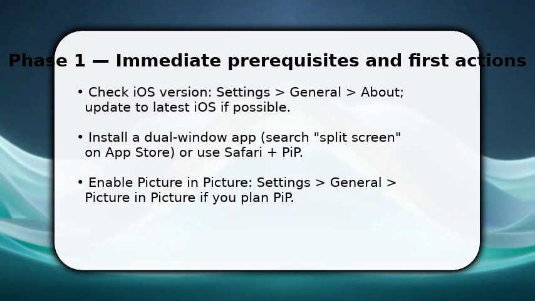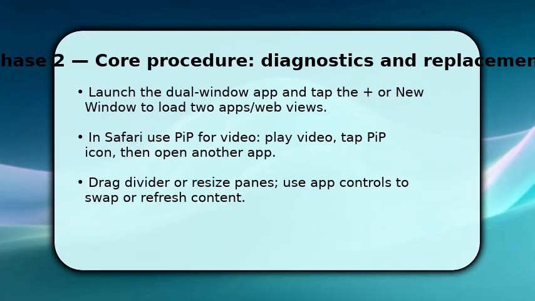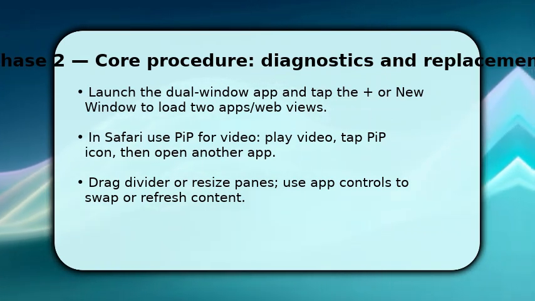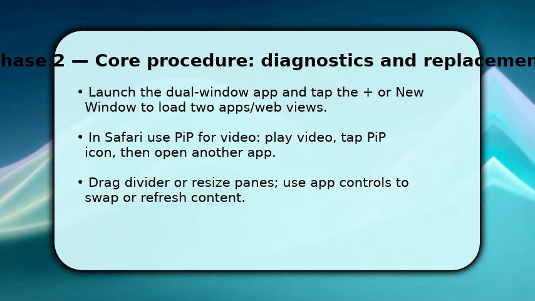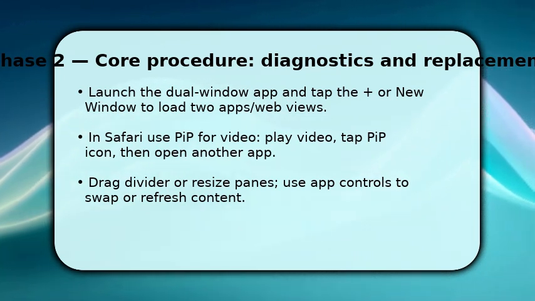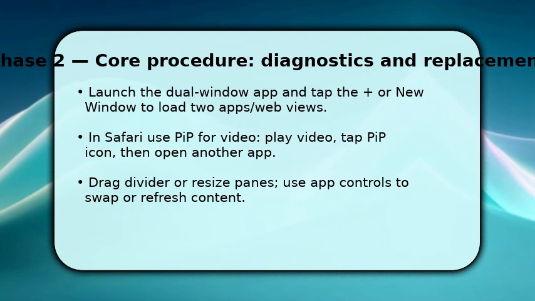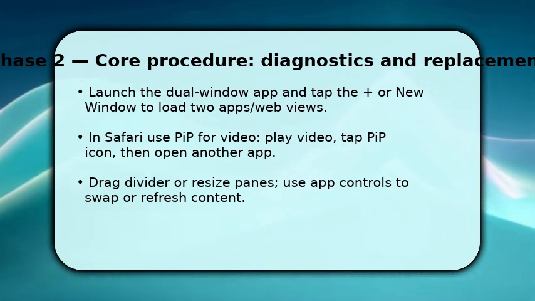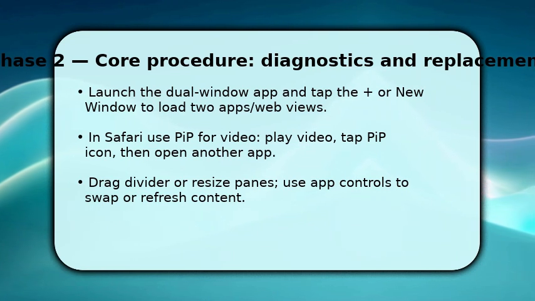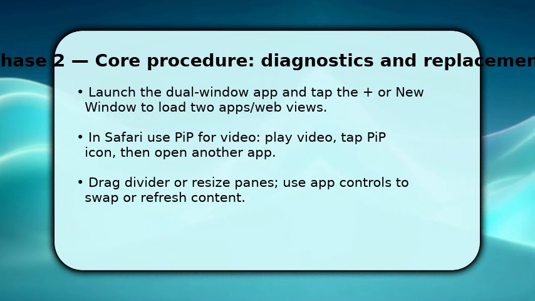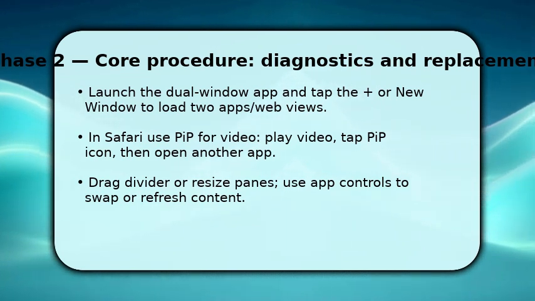to use together. Now open the app you installed and create two panes or windows. Most apps show a plus or new window button. Tap it and load the second web page or app view. If you're using Safari, start a video, tap the Picture-in-Picture icon to float the video, then switch to another app to work side by side. Once both views are visible, drag the divider or use built-in resize handles to set proportions. Adjust content, and tap a pane to focus input or control playback.